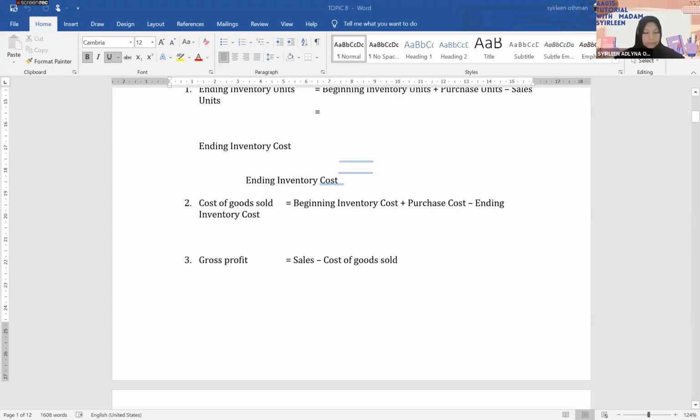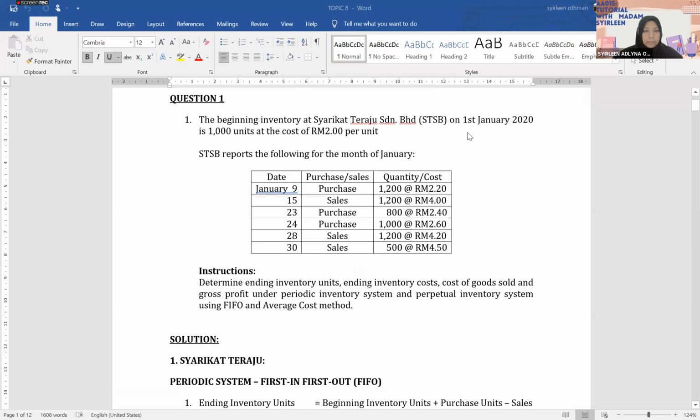Before I start the tutorial, we're going to discuss the reinforcement question in your students' notes. So we go through one by one, so that you can check your answers together with me. Okay, let's look at the question.